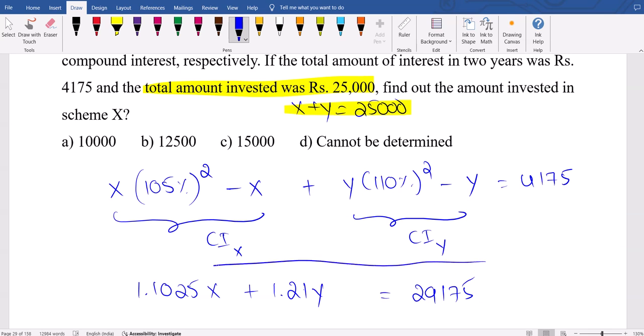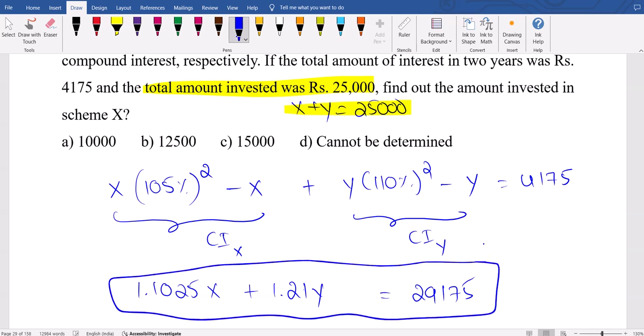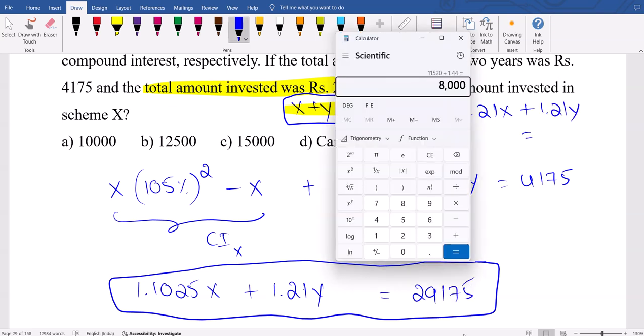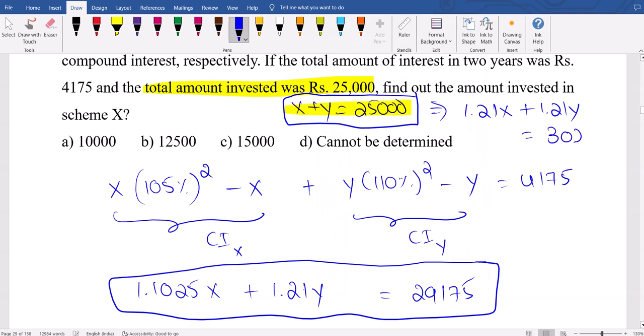So you have two equations, two unknowns. It's not cannot be determined. Don't say cannot be determined. You can do that. These are the two equations, two unknowns. If you want the X value, multiply the first equation with 1.21. Y will be eliminated. So 25 into 1.21 is 30.25, so 30,250. Now, if we subtract these two, Y cancels.